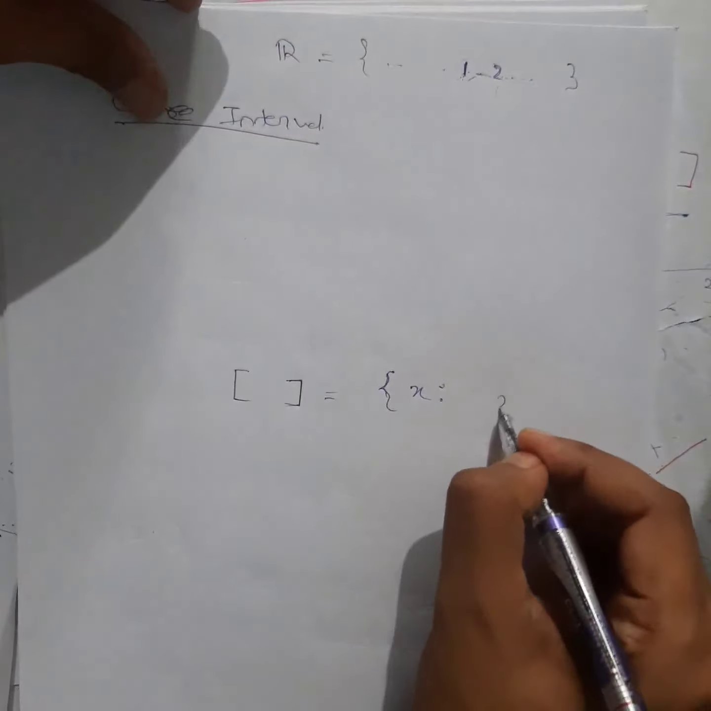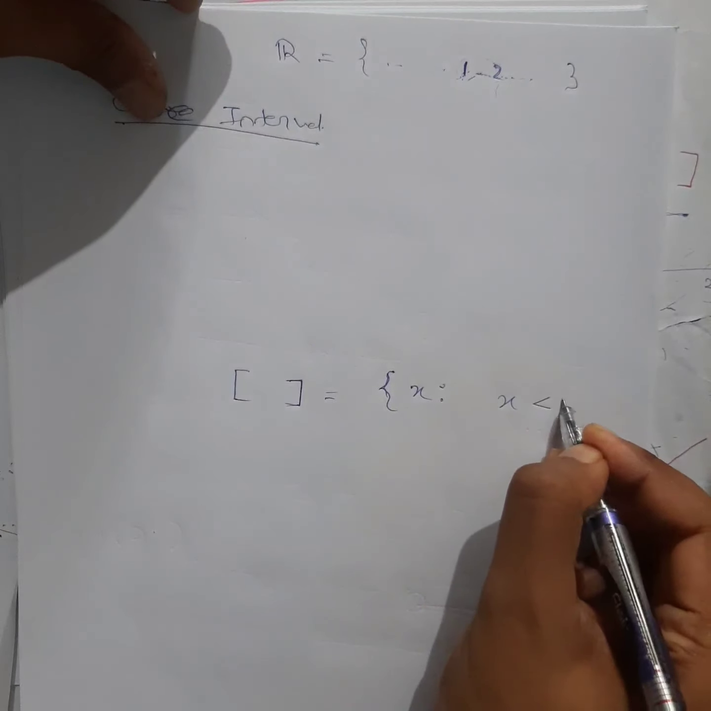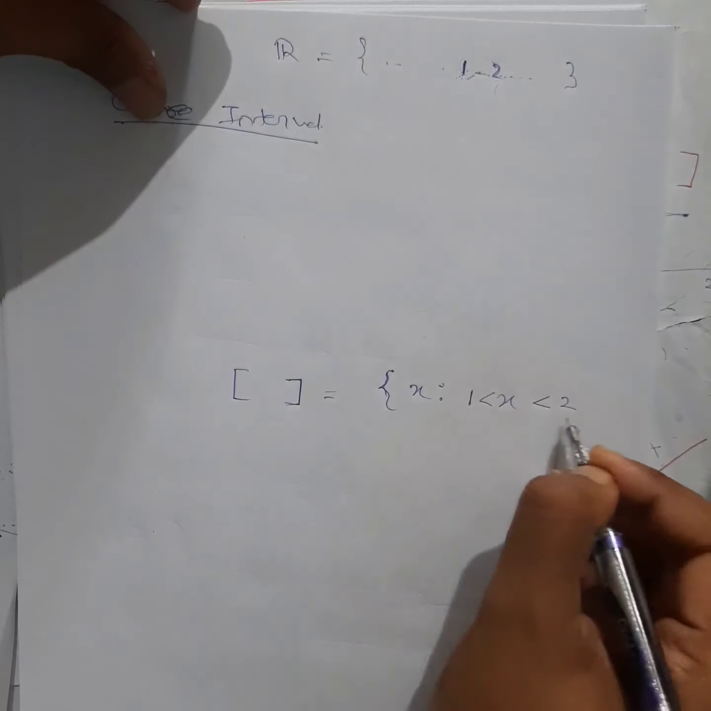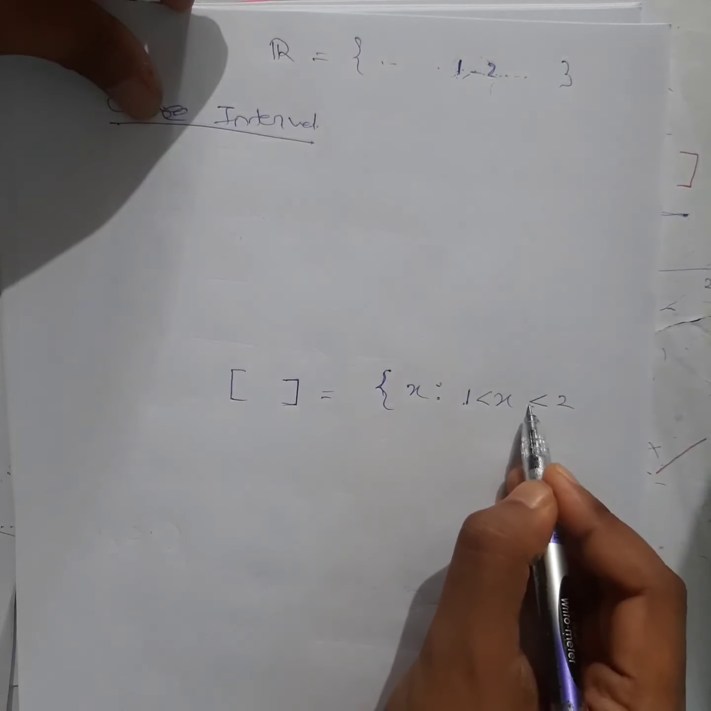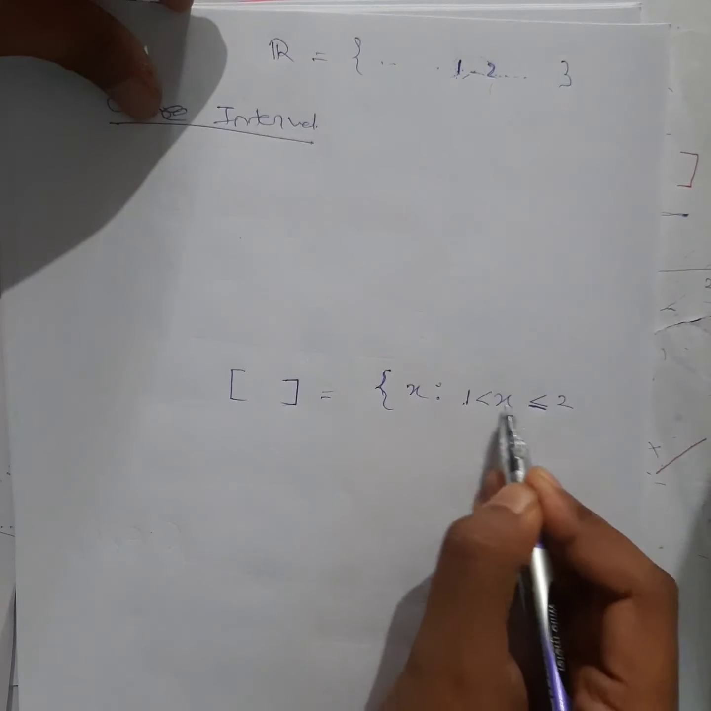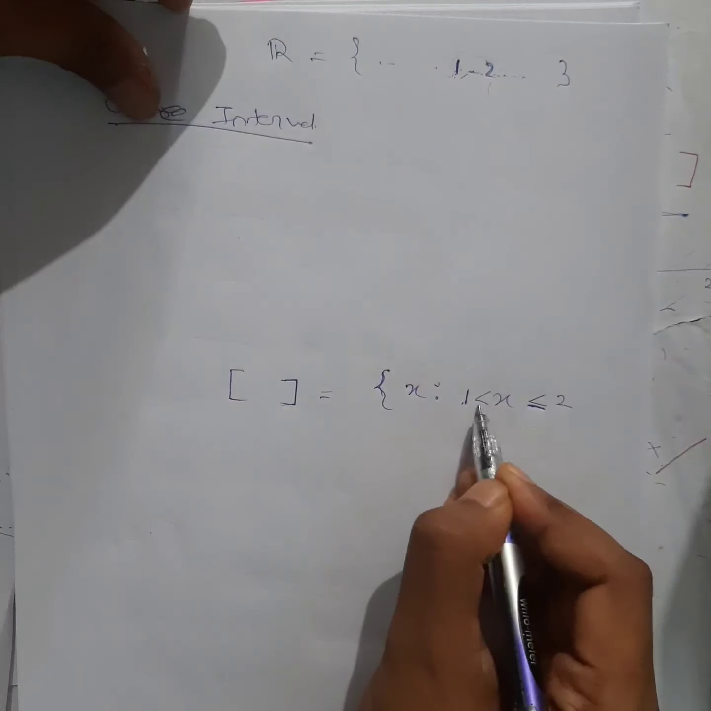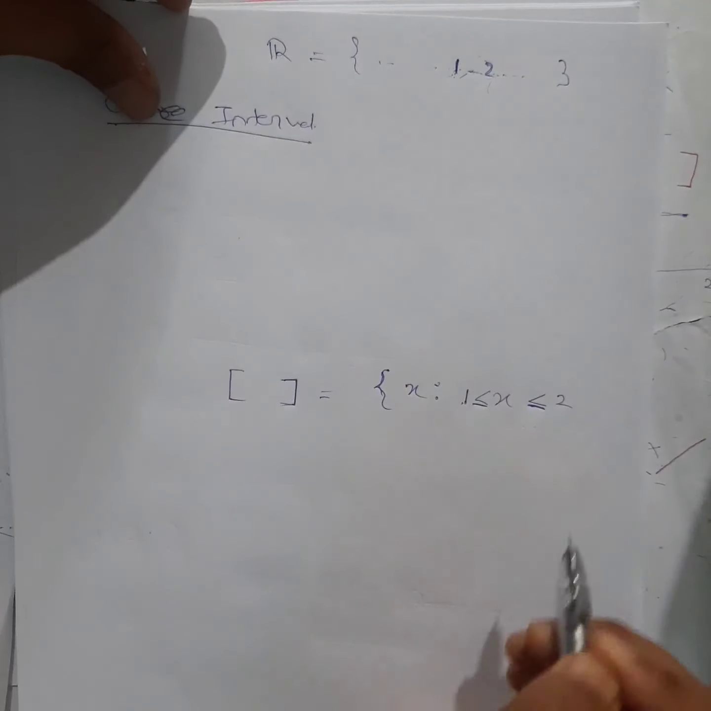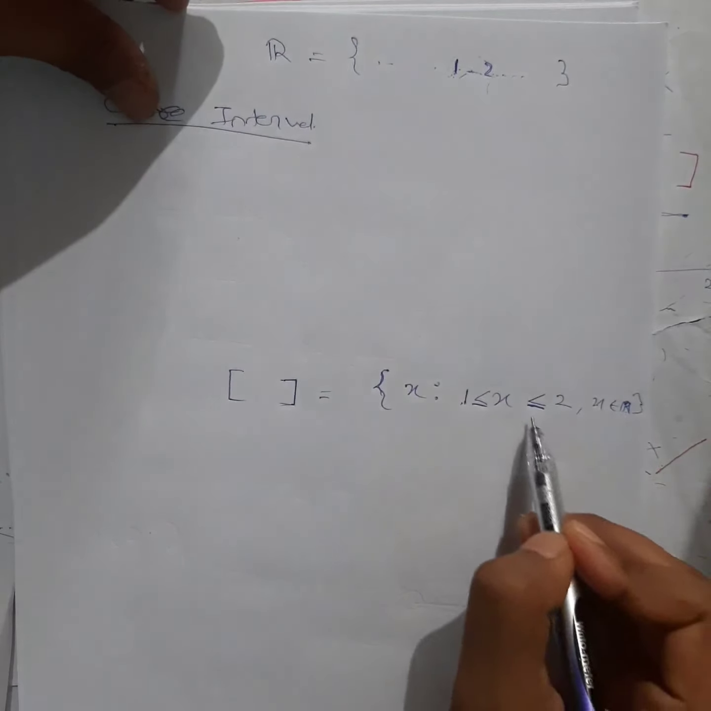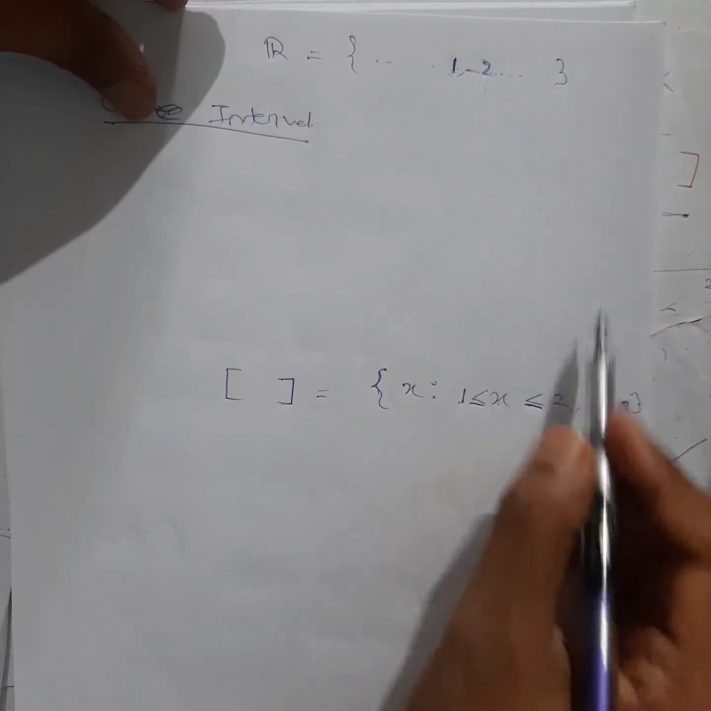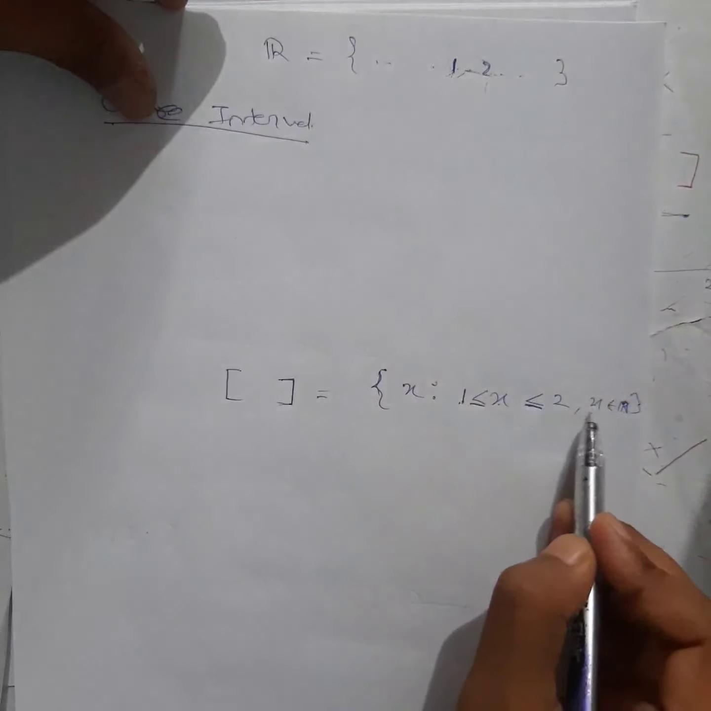So what will be the element here? X is less than 2, greater than 1. That was the open interval, right? 1 was not in the set, 2 was not. Now I will include them. So how will I include? Equal. X is equal to 2 also, and X is equal to 1 also, and X belongs to the set of real numbers again. When I write X belongs to the set of real numbers, it means X is from the real numbers.